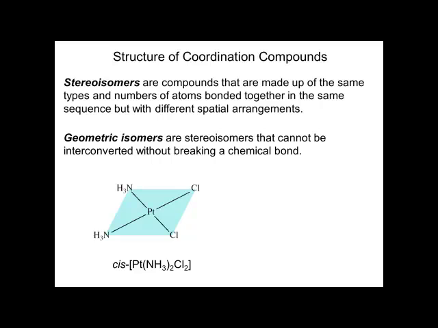Here is the cis-platinum ammonia chloro complex, and here is the trans complex. Notice that in one case the ammonias and the chlorines are on the same side. In the second case they are opposite one another, cis and trans.